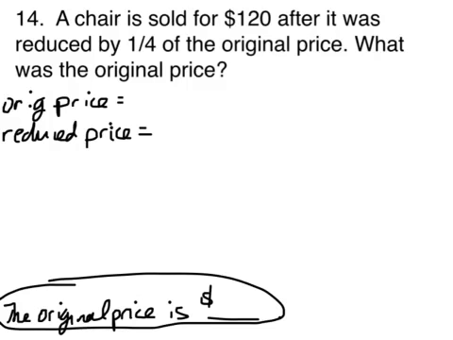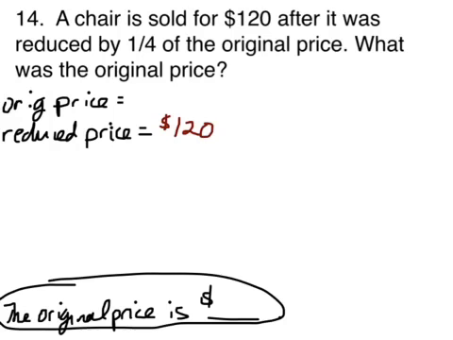A chair is sold for $120. So that's its reduced price, right? After it was reduced, it was sold for $120. After it was reduced by 1/4 of the original price. What was the original price? So let's think about this.